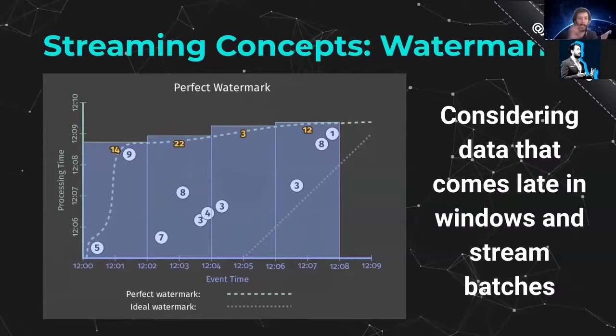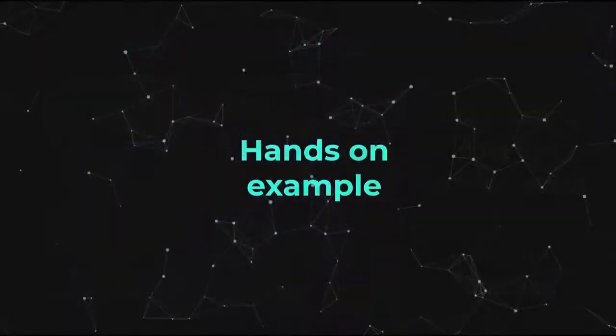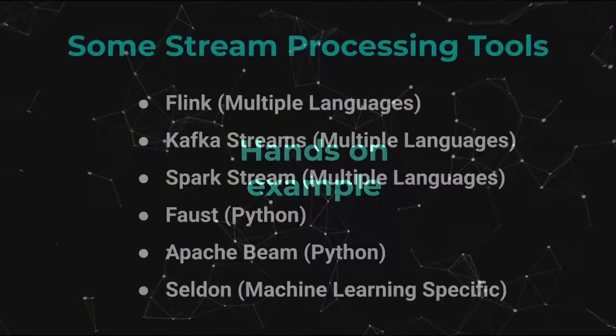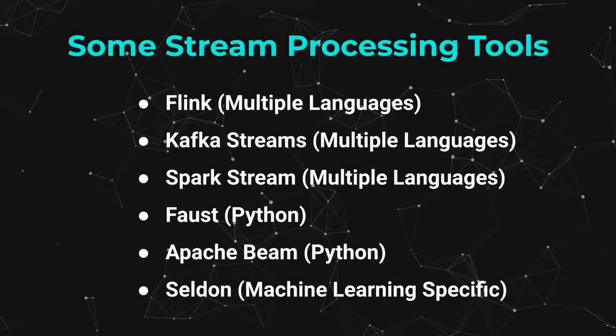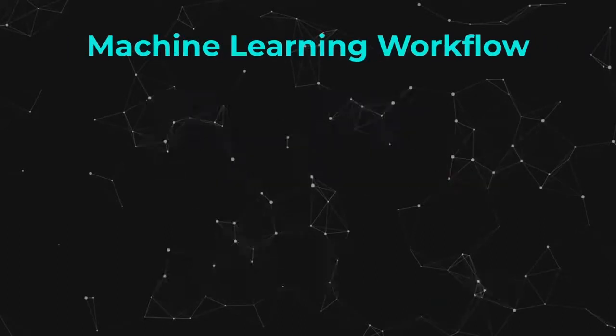And again, this is a component that has to be taken into consideration when building your stream processor, et cetera. Some frameworks provide it out of the box. Some others, you have to build it. Some of the tools available at your disposal for stream processing include Flink, Kafka Streams, Spark Streaming, Faust, Python, and Seldon, which we're going to be using in this specific context.